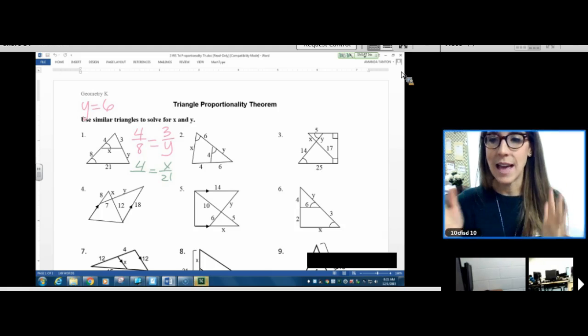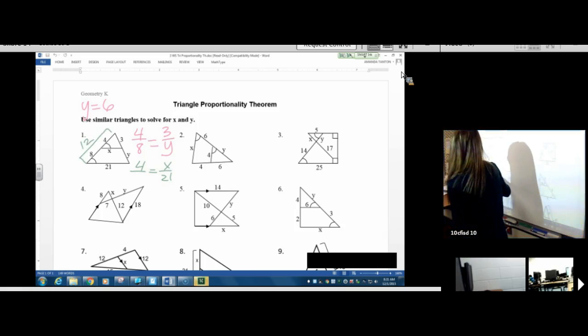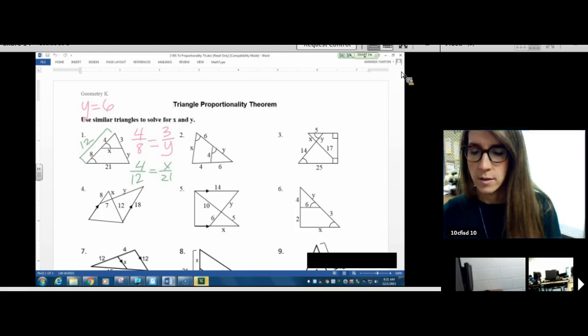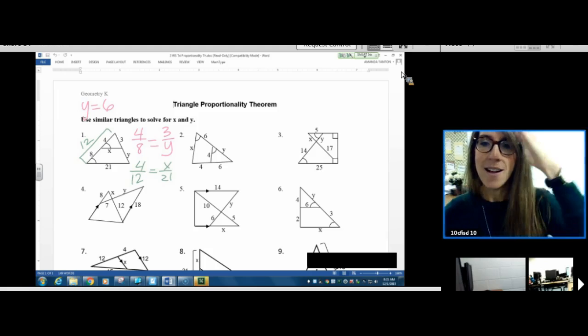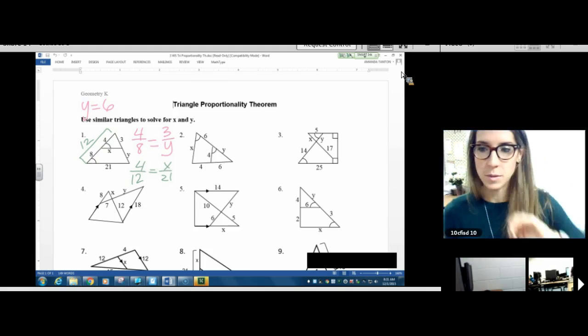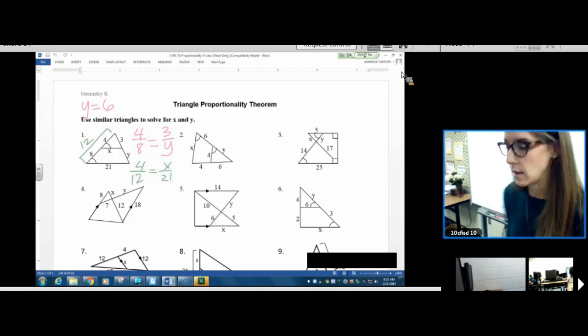So instead, we need to add 4 plus 8. We need to find this whole side, which is 12. Do you see how that works and why that's different? It's different because it is the parallel sides. It's not the side being broken up into proportional pieces. Those are all pieces. This one's not. So 4 times 21 divided by 12. 7. X is 7.